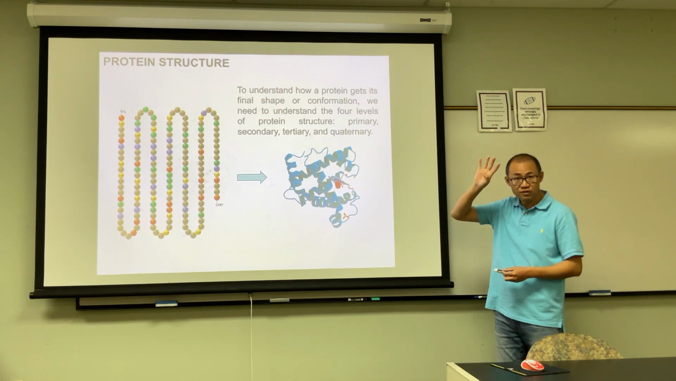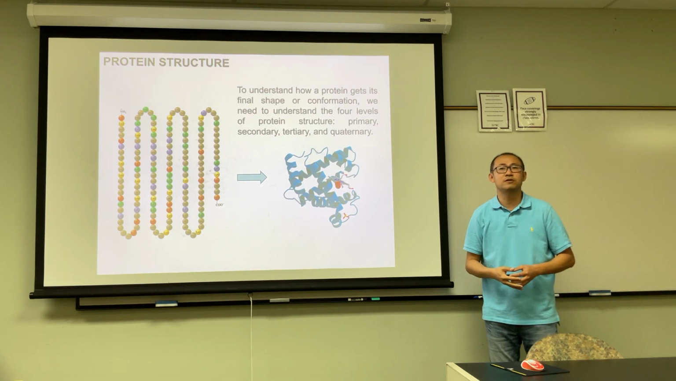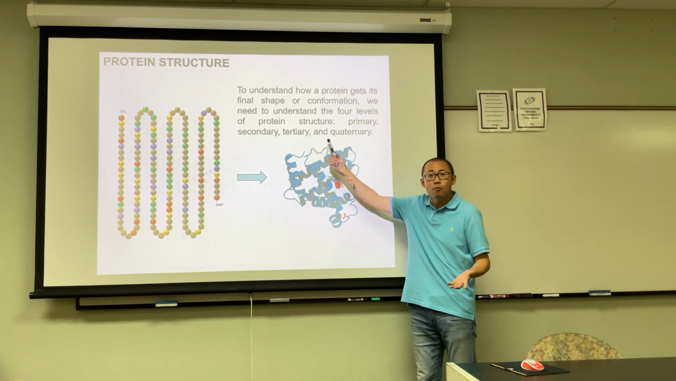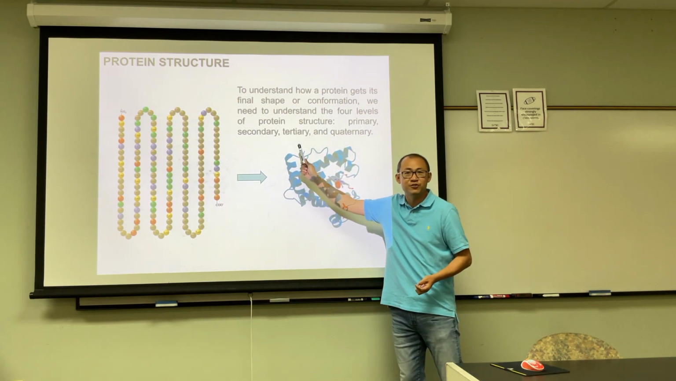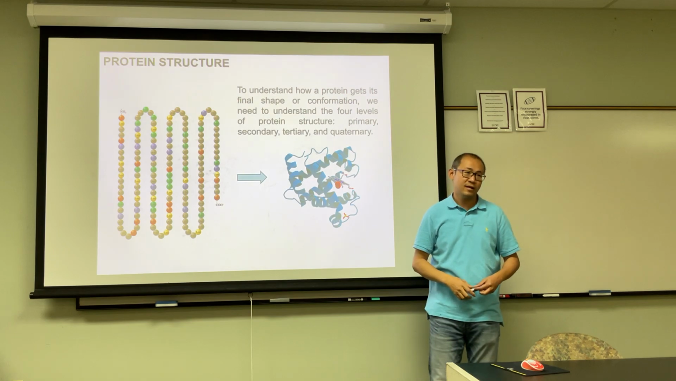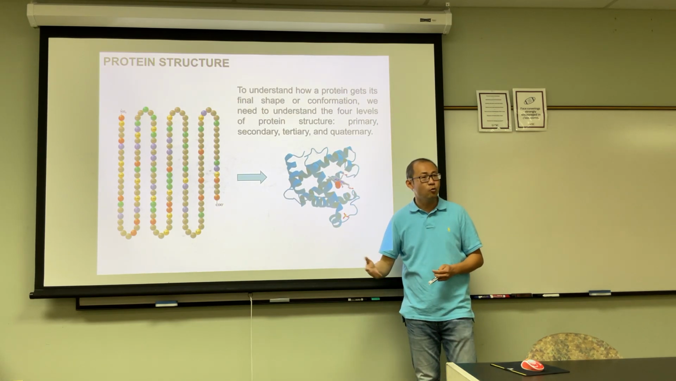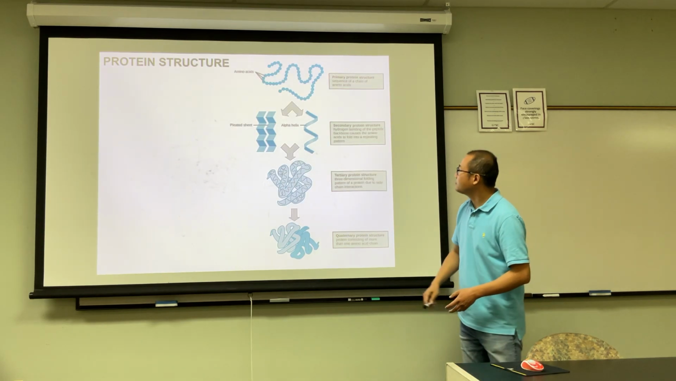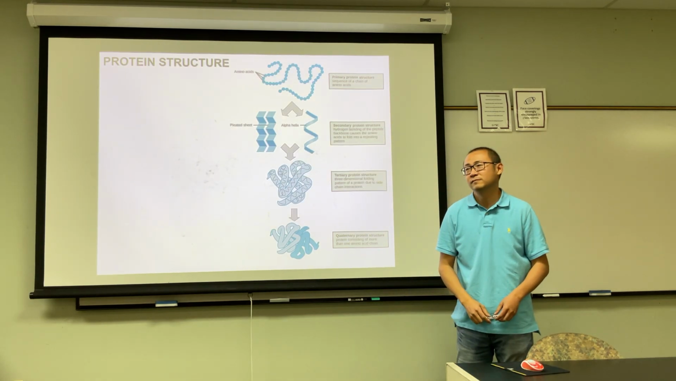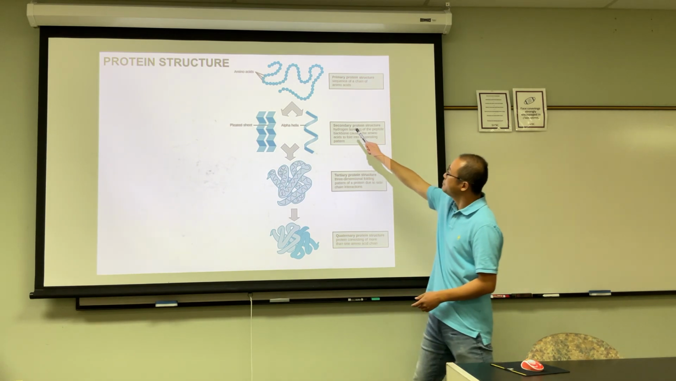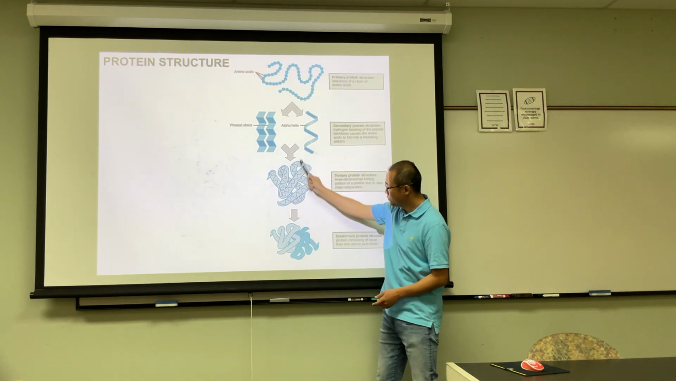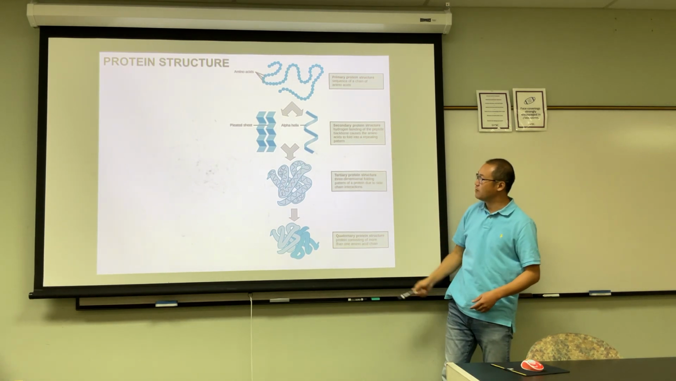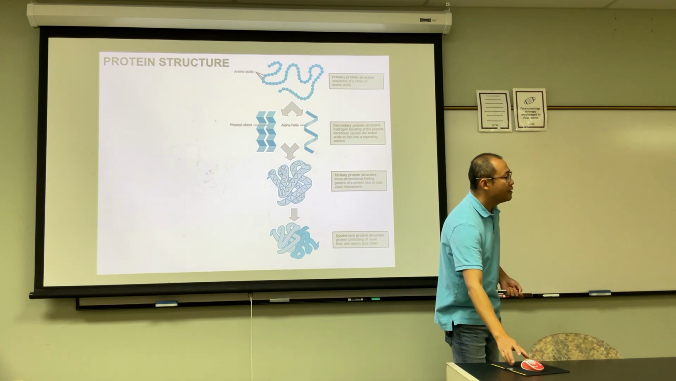And that involves 4 levels of structure. We call those 4 levels, very simply, primary, secondary, tertiary, and quaternary structures. So let's take a look. What are these 4 levels? These are the 4 levels from the chain all the way folded to a protein. Again, we're going to talk about all 4 of them.